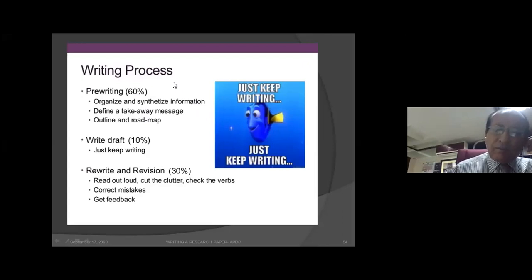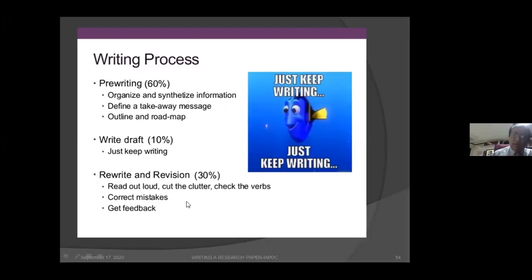The revision process or rewriting, deleting certain parts and inserting certain other things, and after somebody else's review and comment, this may consume about 1/3 of the total effort. This is the process. But isn't it amazing that actual writing requires only 10%? So don't stop, go on writing.